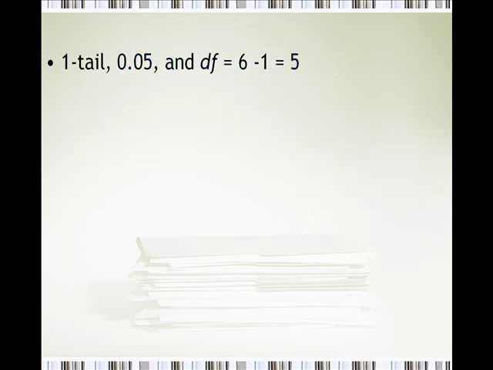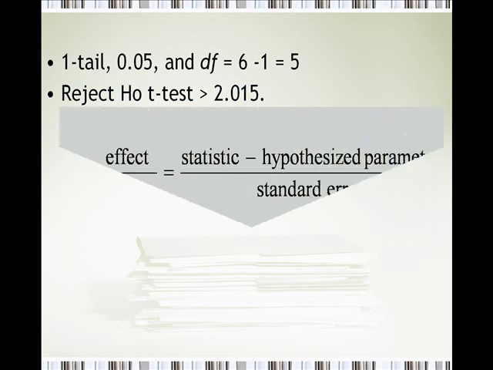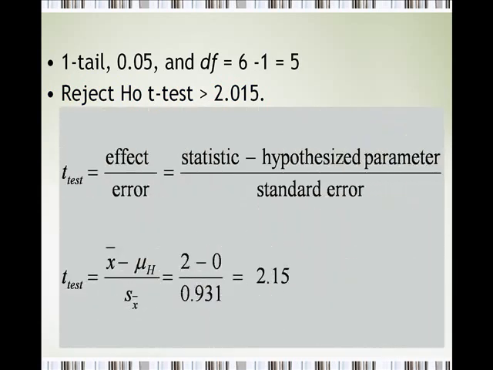Okay, we have a one-tailed test. We want to know if mu is greater than 0. Alpha is equal to 0.05, that was given. And our degrees of freedom is equal to 6 minus 1, that's n minus 1, and that's 5. So using the t-table to get a critical value of 2.015, we're going to reject H0 if the t-test is greater than 2.015. Remember, we had a one-tailed upper test. So to calculate the t-test itself, we'll take the statistic minus the hypothesized parameter over the standard error. In this case, that's x bar minus mu H divided by the standard error, or s x bar.